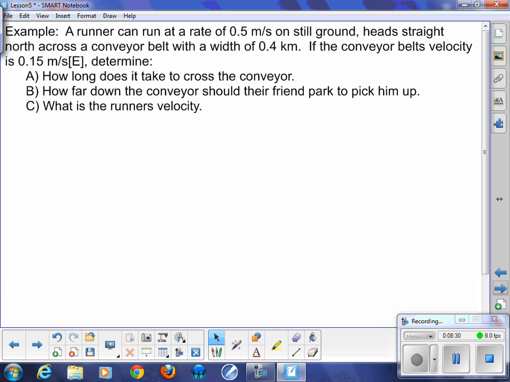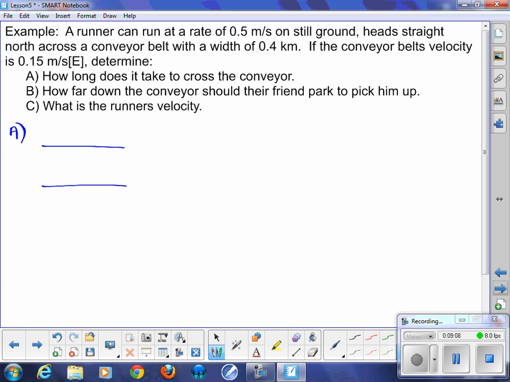So a couple of examples, and they seem like simple examples, but when you do the math, you got to keep things straight here. So we have a runner who can run at a rate of 0.5 meter per second on still ground, heading straight north, and for some reason there's a conveyor belt that's 0.4 kilometers in width. If the conveyor belt's velocity is 0.15 meters per second east, determine: if you run into this situation, it's going to be fairly bizarre seeing a 400 meter wide conveyor belt, but putting that aside for the moment, how long does it take to cross the conveyor belt? So here's our conveyor belt.